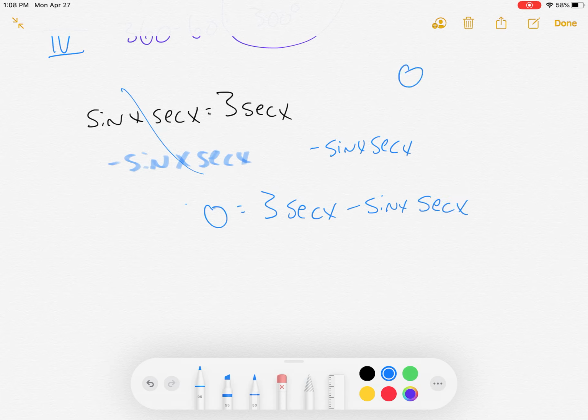For this problem, it was also between 0 and 2 pi, which just told us, hey, make sure you're in radian mode. So we're in radians now, not degrees.